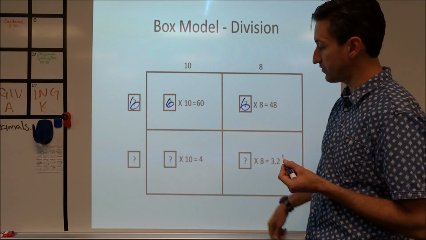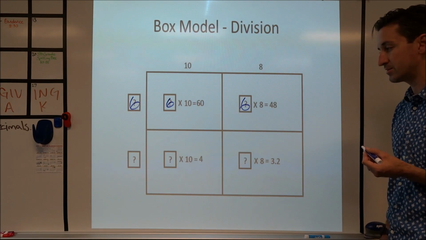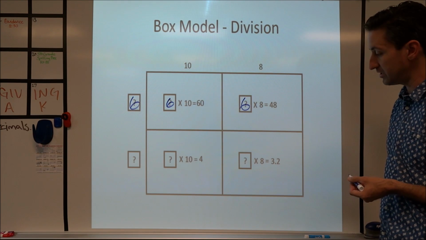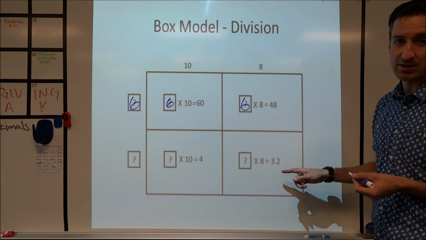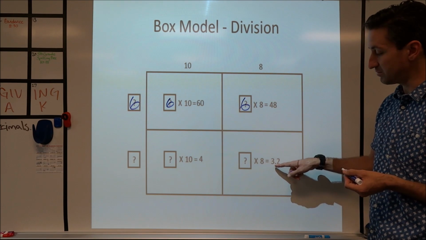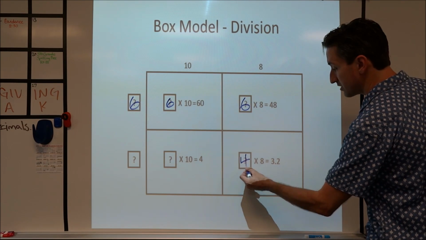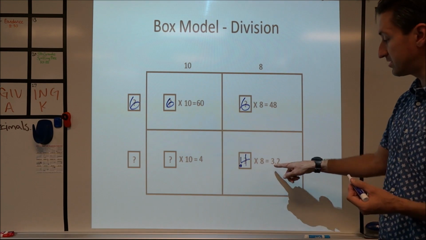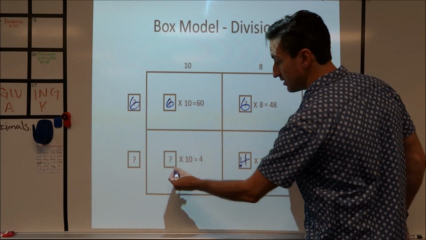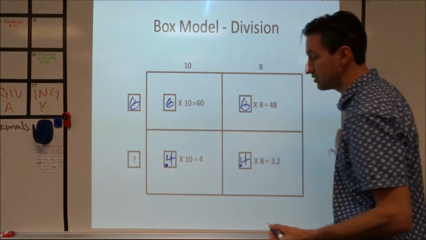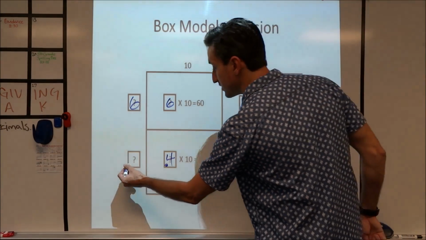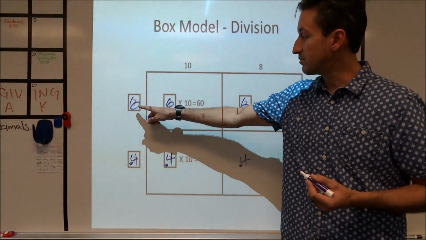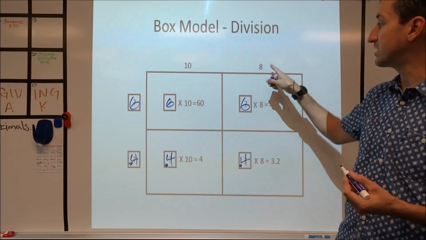Something times 10 equals 4. That doesn't sound like any math fact that I know, so I'm going to skip that one and I'll come back to it. Something times 8 equals 3 2/10. Now that is not a math fact that we know, but this looks very similar to 32, and I know that 4 times 8 equals 32. So if 4 times 8 equals 32, then 4/10 times 8 equals 3 2/10. Let me try 4/10 over here as well. 4/10 times 10 equals 4, so I know this must represent 4/10. So this is representing 6 4/10, and this is representing 18.